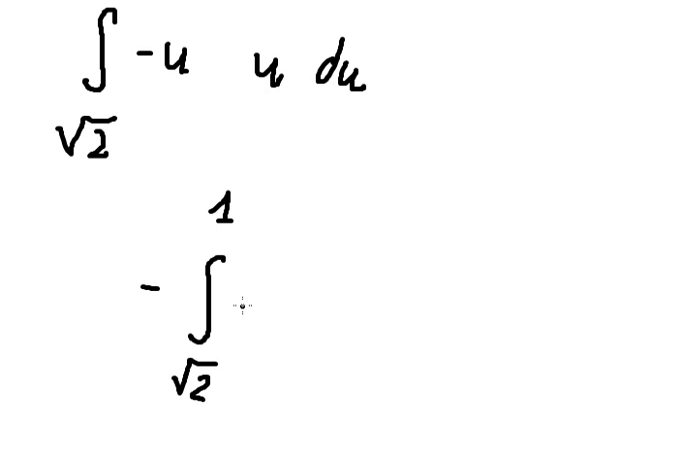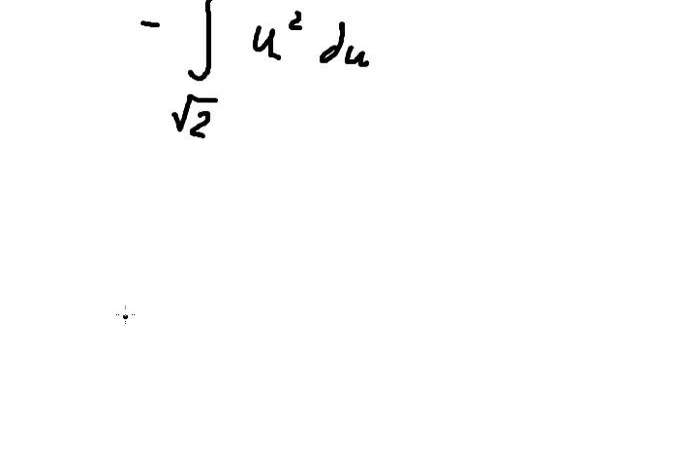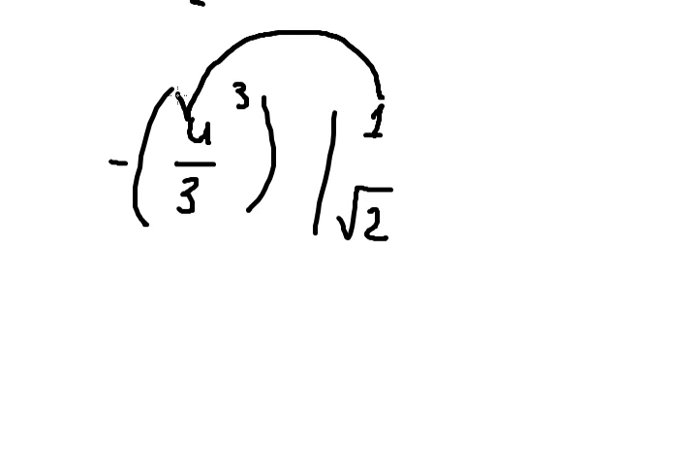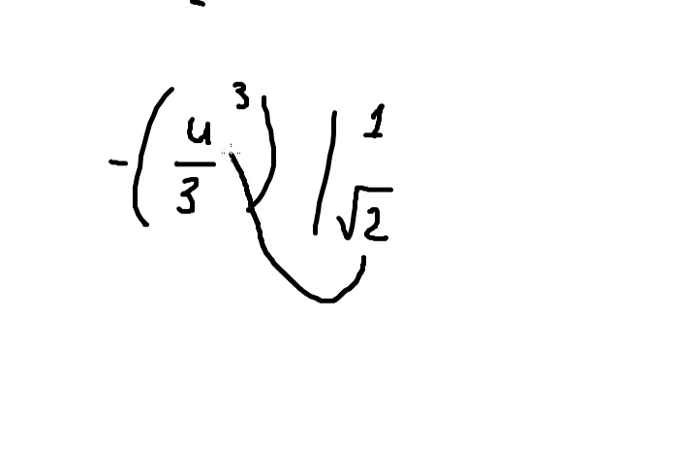So u and u, we have u squared. The integration of this one, we have u to the power of 3 over 3. And then we put the bounds from the square root of 2 to 1. So I will put 1 in here, the square root of 2 in here. So we have the final answer.